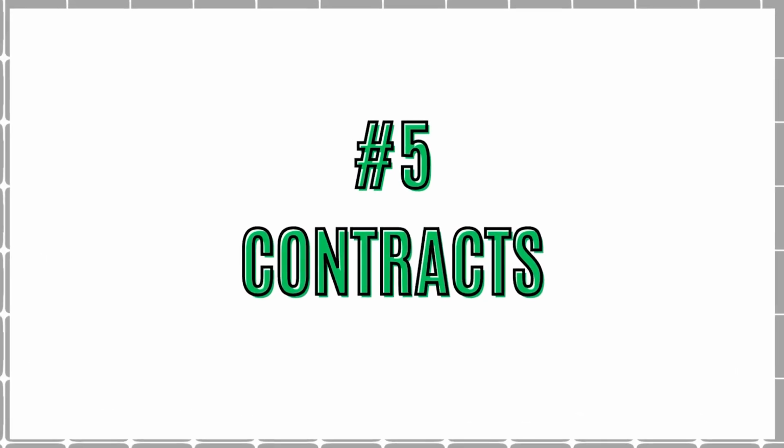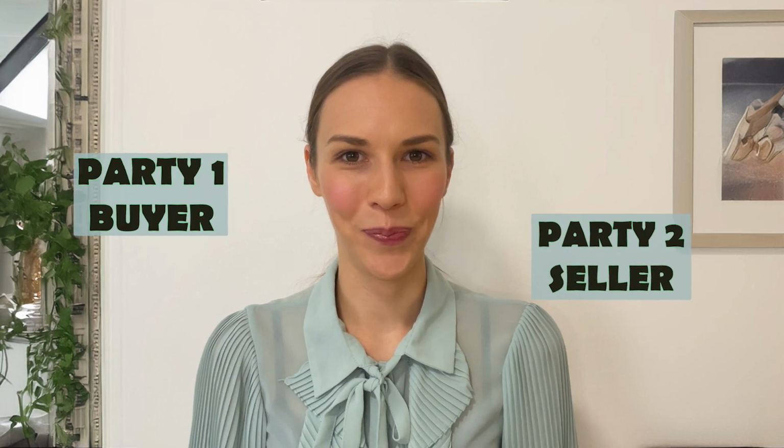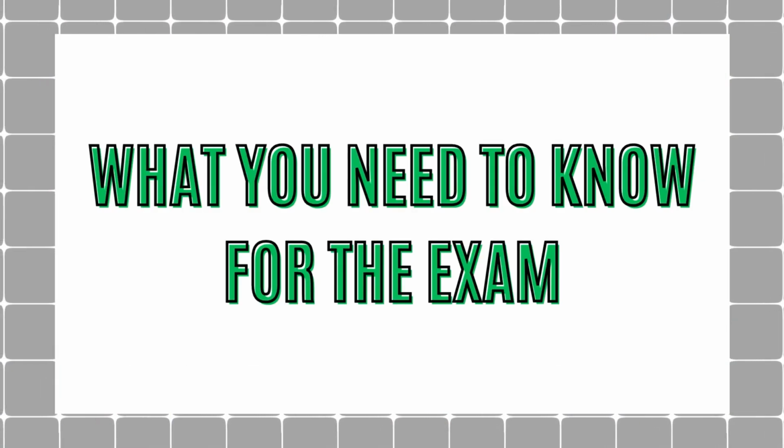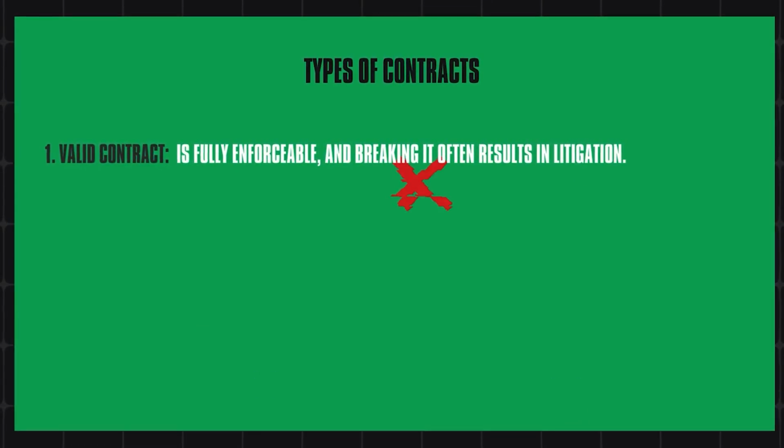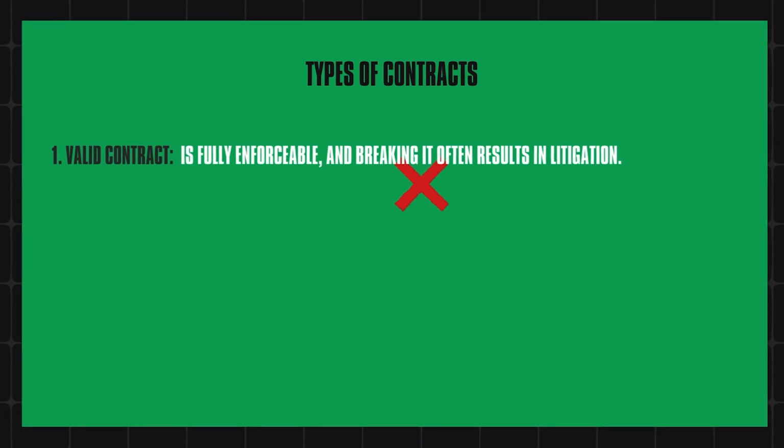Number 5, contracts. Simply put, a contract is an agreement between two or more parties. In real estate, these two parties are usually a buyer and a seller. What you need to know for the exam. When you walk into the exam room, I want you to be aware of these 3 different types of contracts: valid, void, and voidable. A valid contract is fully enforceable, and breaking it often results in litigation.